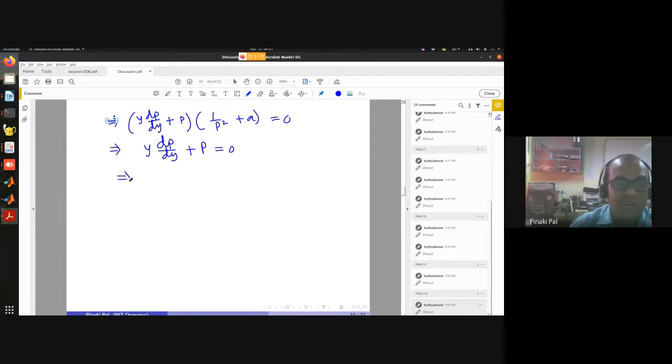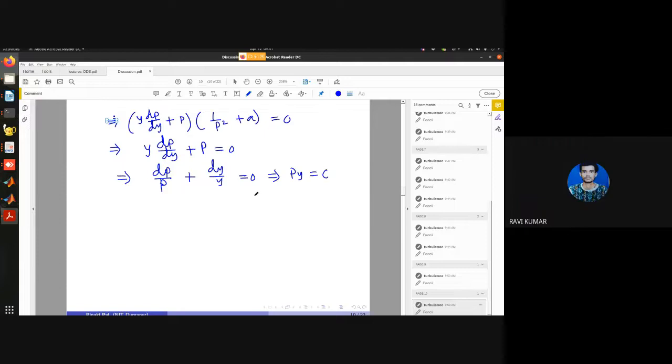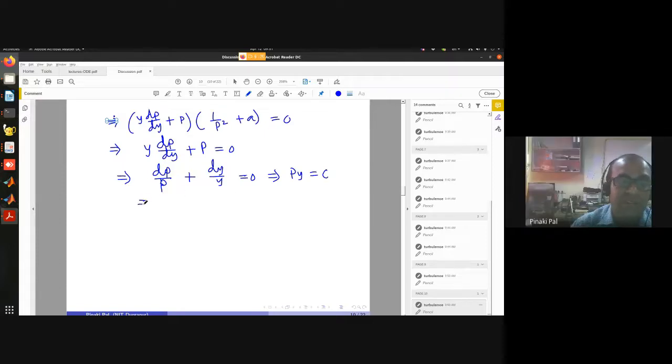So now dp by p plus dy by y equal to 0, and this implies p y equal to c. This is my equation, and the second factor will not give you anything, so there is no singular solution in the problem. p is equal to c by y. We will substitute this in the given differential equation and get the solution.